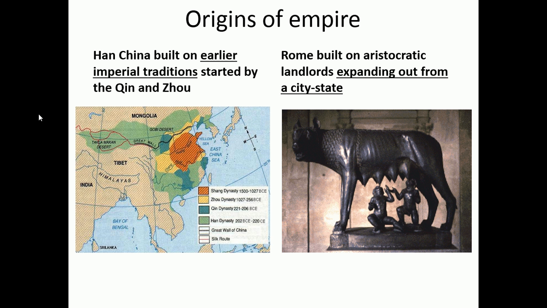Both of these empires had dissimilar origins. On the left, let's talk about Han China first. Han China really was building on empires that had already existed before it. Rome, on the right-hand side, really generates out of something new. There were no really large empires in Italy and around it before Rome was built. There was a rival, but it was a rival city-state and trading empire in Carthage, which is on the North African coast.